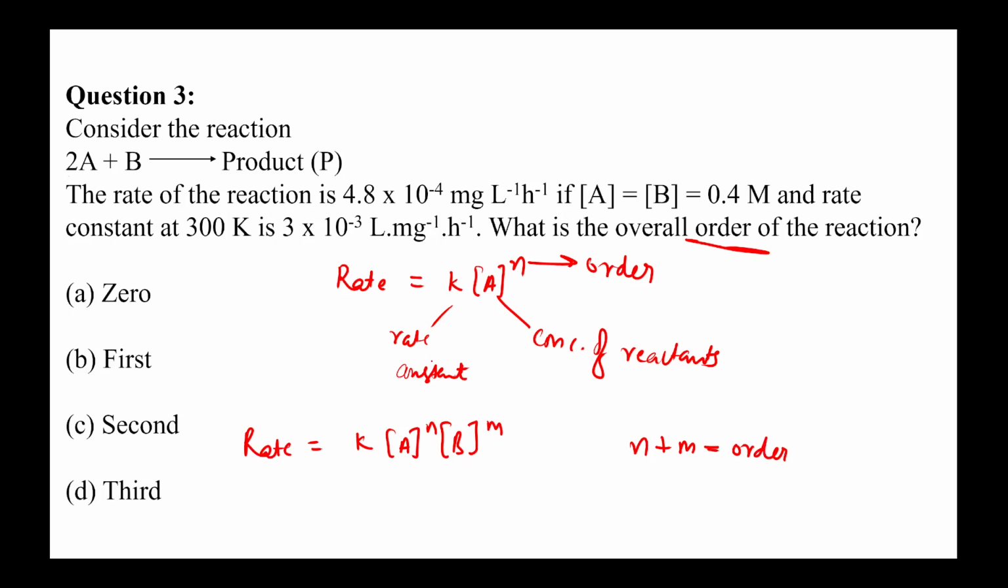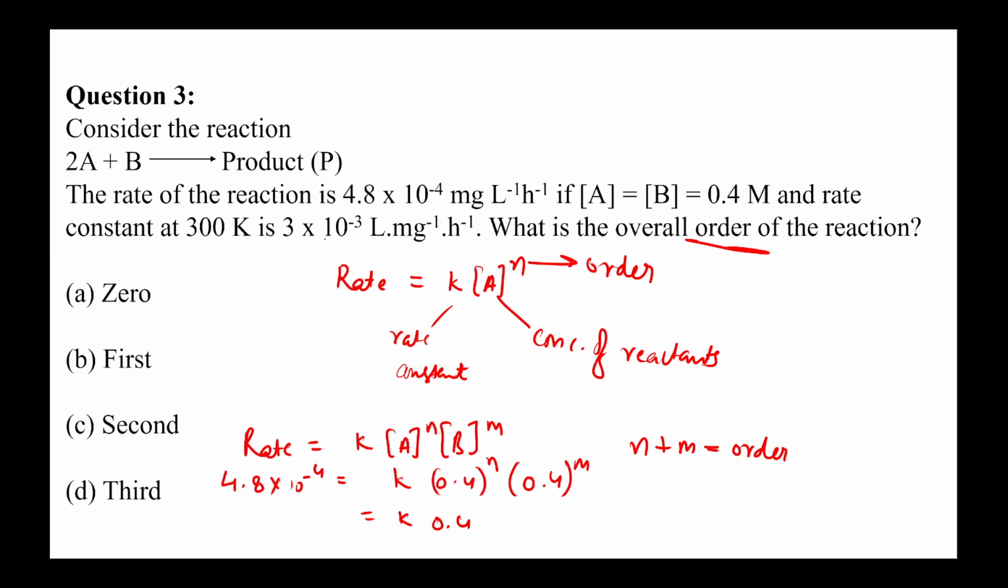Now, what is given in the question? The rate of the reaction is already given for a particular concentration. So, when the concentration of A and B are 0.4 molar, the rate is 4.8 into 10 raised to the power of minus 4. So, you can replace the values here. 4.8 into 10 raised to the power of minus 4 is equal to K into 0.4 raised to the power of n multiplied by 0.4 raised to the power of m. Now the base is same, so we can write it as K into 0.4 raised to the power of n plus m.